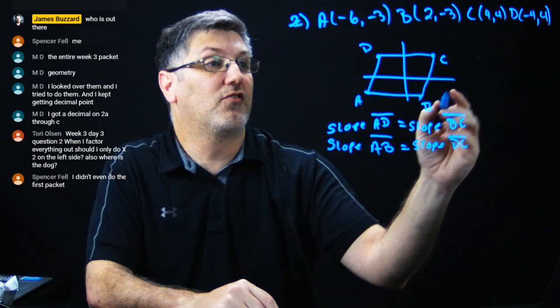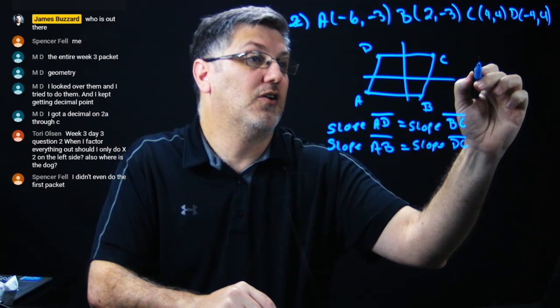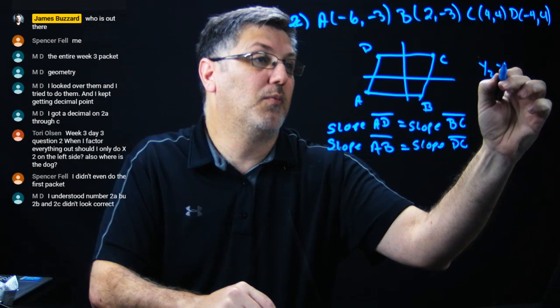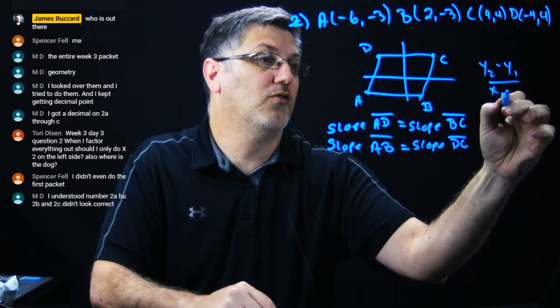Now we just need to use my slope formula, which is: slope equals y sub 2 minus y sub 1 over x sub 2 minus x sub 1.